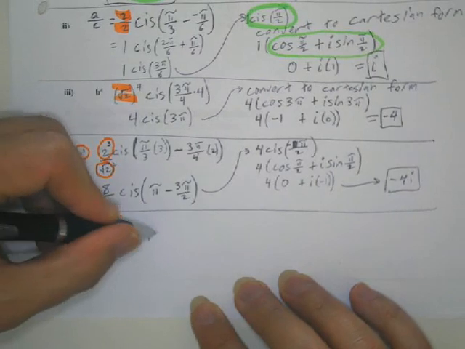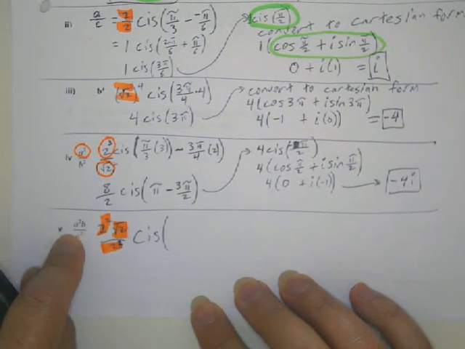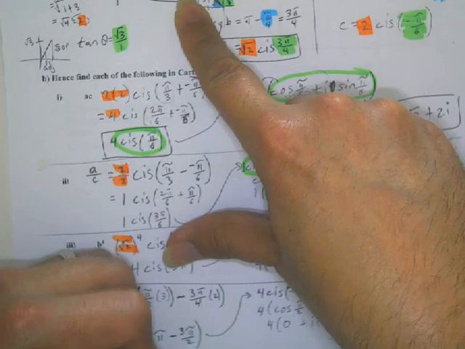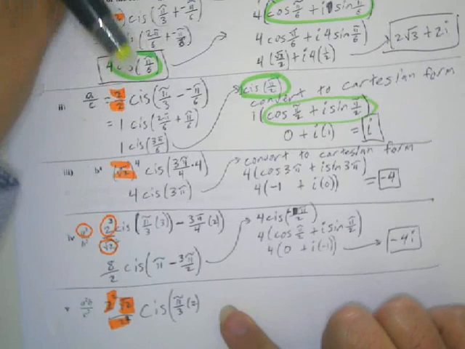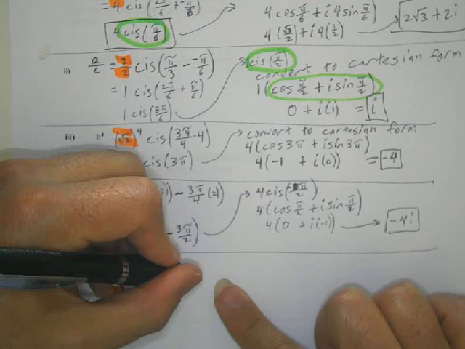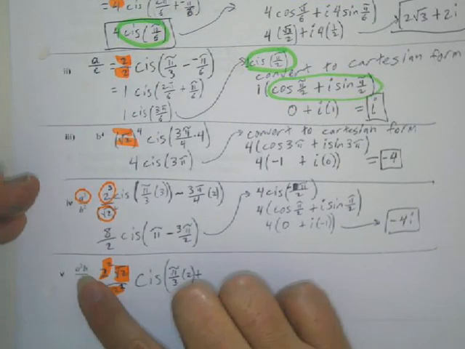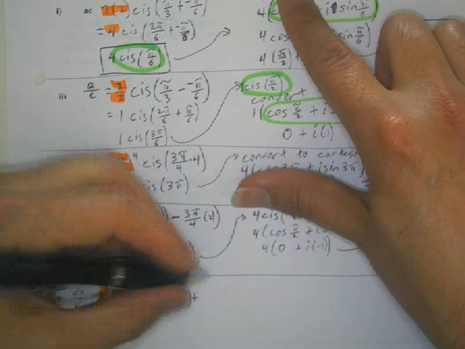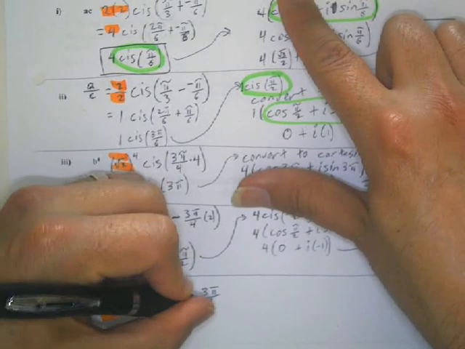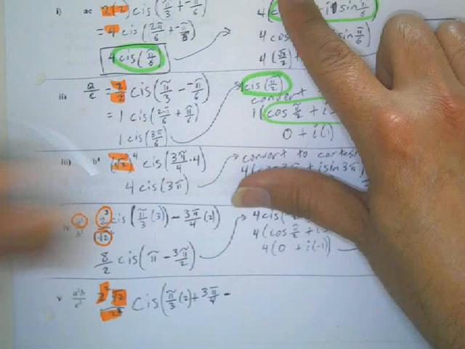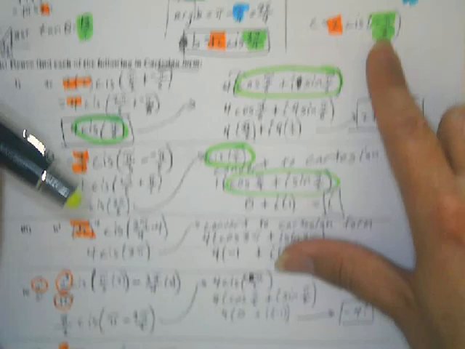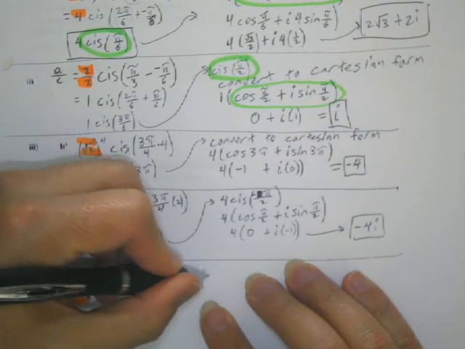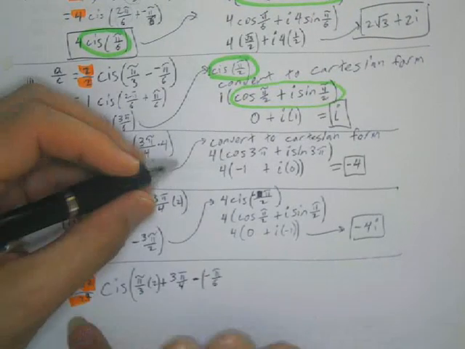Cis. Okay, so I'm going to take pi over 3 times 2, plus, okay, the argument of B is 3 pi over 4, and then minus the argument of C, which is negative pi over 6, and since it's squared, it's times 2.